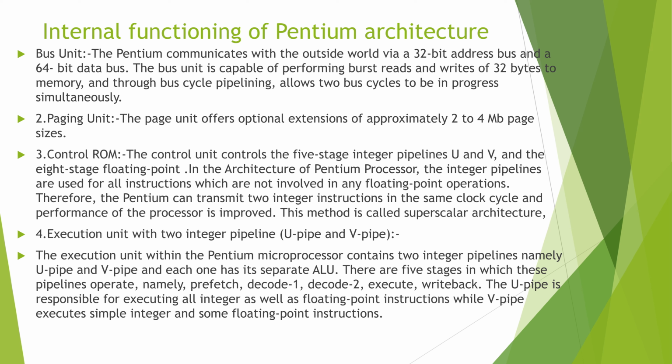What is the role of the bus unit? Pentium communicates with the outside world via a 32-bit address bus and a 64-bit data bus. The bus unit is capable of performing burst read-write cycles of 32 bytes with the help of this data bus with the memory, and through bus cycle pipelining, there are two bus cycles in progress simultaneously. Pentium allows parallelism, that is, two cycles are executed per clock cycle, and that is why its speed is more than other previous processors of the Intel family.